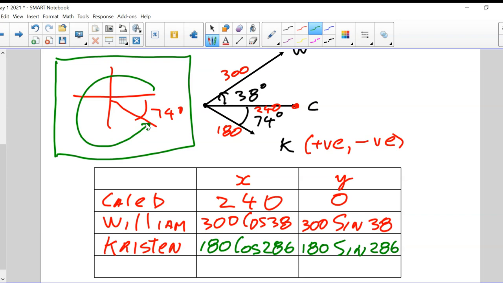Does that make sense, Taj? How we got that 286 now? If it doesn't, I can try to put it a different way. But does that make sense? Yes. But how do you know it's in the fourth quadrant again?